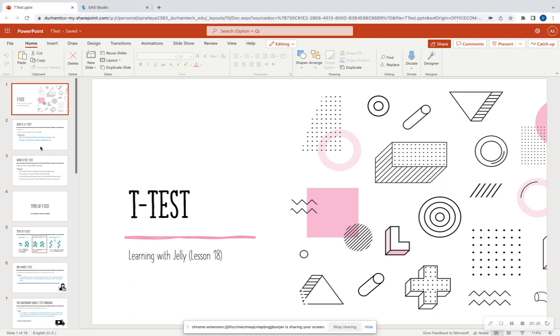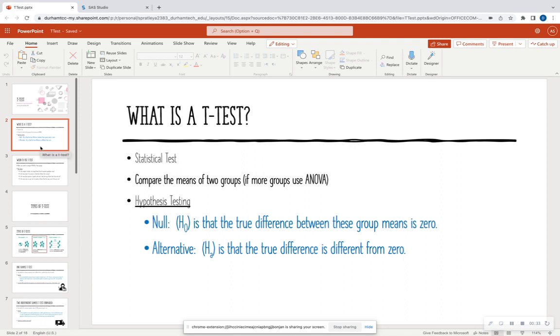Okay. So, first and foremost, what actually is this t-test? I already told you that it's a statistical test and it compares the means of two groups. If you have more than two groups, you're going to use something called ANOVA, which I'm going to have a video on next. But two groups. So, for instance, you're trying to compare if the mean weight of people who received the medication is different than the mean weight of people who received a placebo. You're trying to figure out if the mean sales in one store is different than the mean sales in another store. So you're comparing two groups' means together.